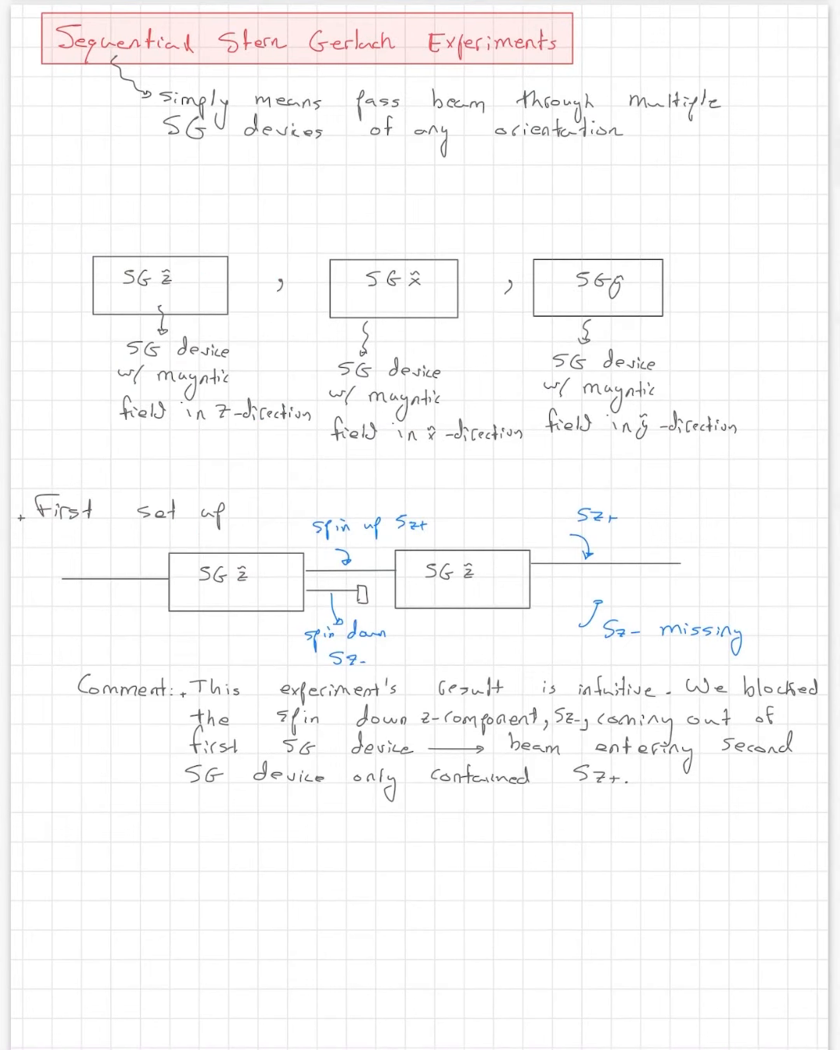So now I will be talking about sequential Stern-Gerlach experiments, which simply means that we pass the beam through multiple Stern-Gerlach devices of any orientation that we want. I'll be representing the Stern-Gerlach devices just using a rectangle like this, because we no longer care what the device is actually made up of or what it looks like. The only thing we care about is the direction of the magnetic field, which I represent over here with a letter. So this represents the magnetic field in the z direction, x direction, y direction.